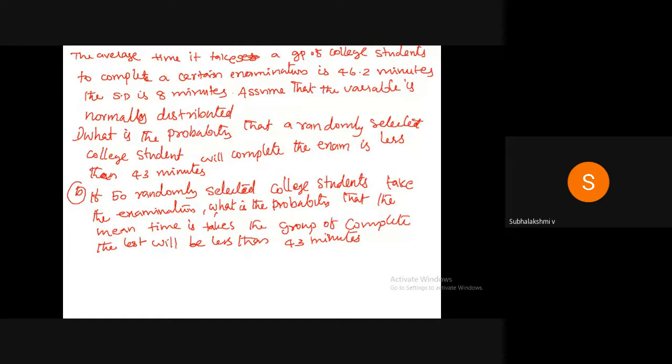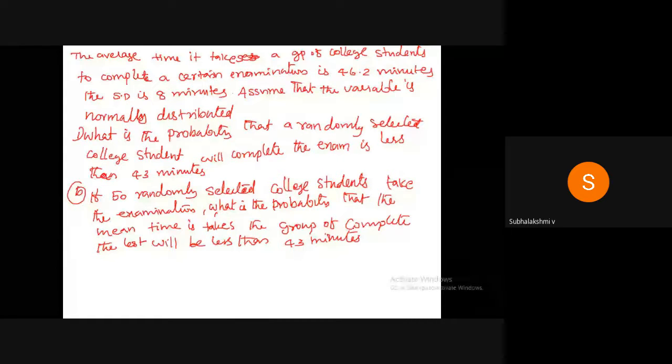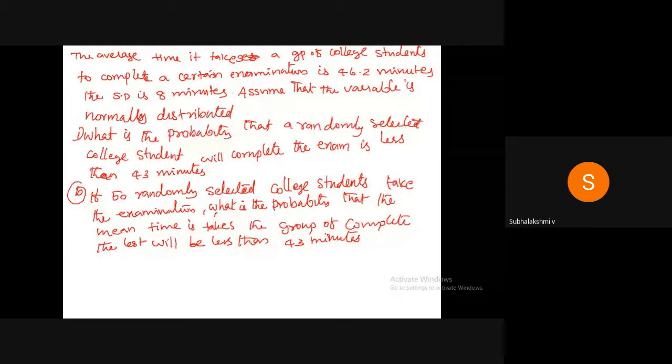The question is this: the average time it takes a group of college students to complete a certain examination is 46.2 minutes. The standard deviation is 8 minutes. Assume that the variable is normally distributed.